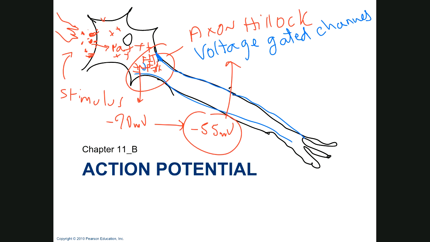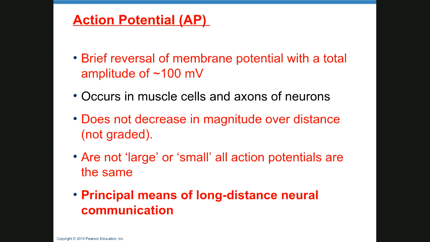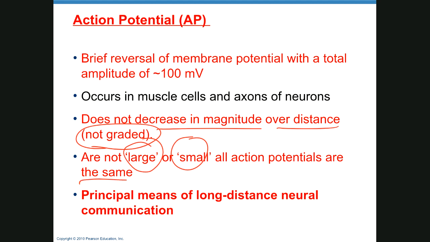So let's look at what happens. An action potential is a brief reversal of membrane potential with a total amplitude of about 100 millivolts. Notice that the action potential does not increase or decrease in magnitude over distance. It is always the same. It is not graded. So an action potential cannot be large or small. An action potential is always the same. An action potential travels the long distance from the axon hillock to the end of the neuron.